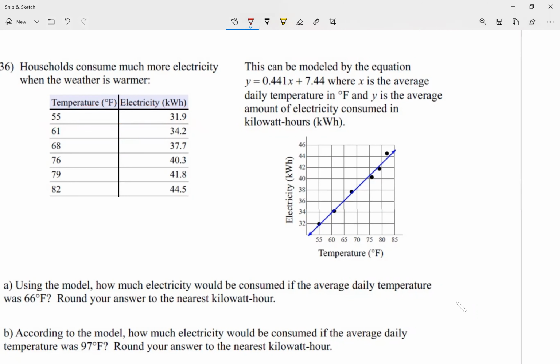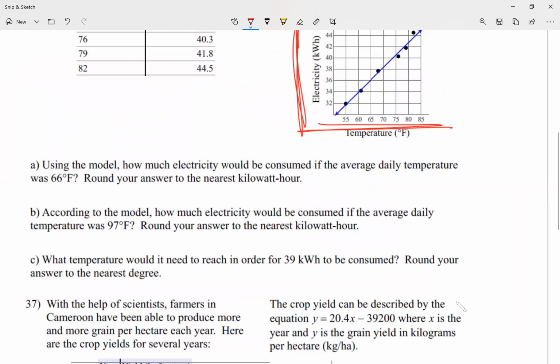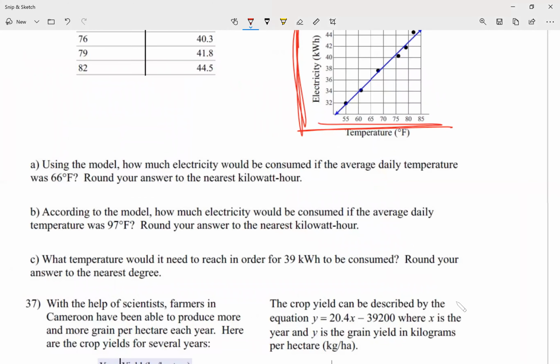And I'm also given an equation. Now, the x value is this information at the bottom, temperature. The x value is temperature. The y value is electricity. So let's take a look. Using the model, how much electricity will be consumed if the average daily temperature was 66? Round your answer to the nearest kilowatt hour.